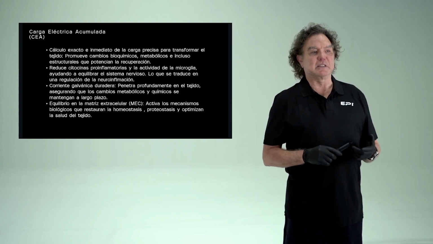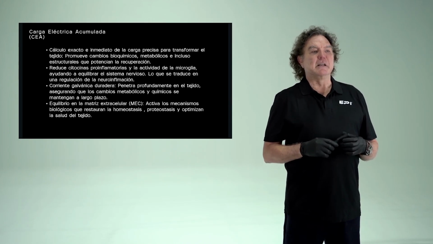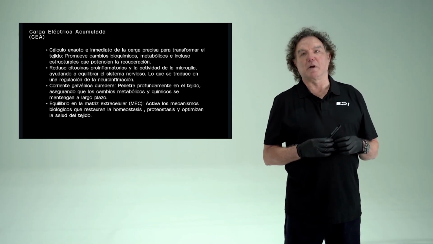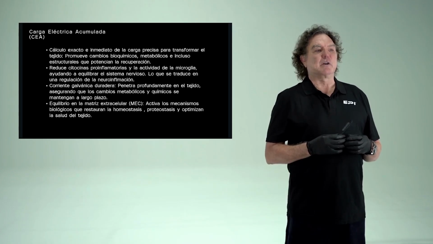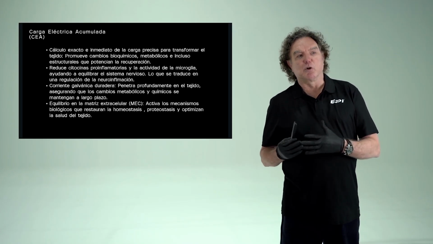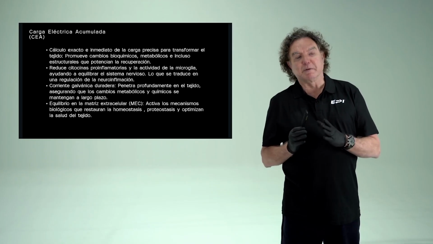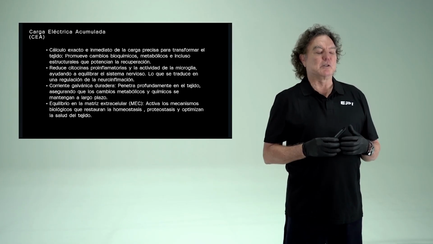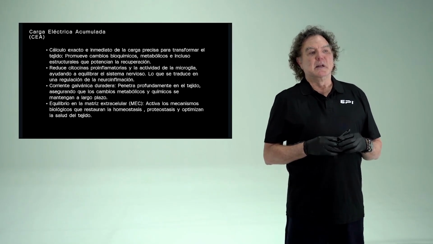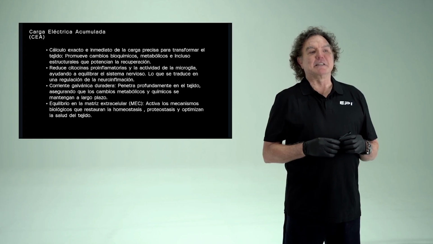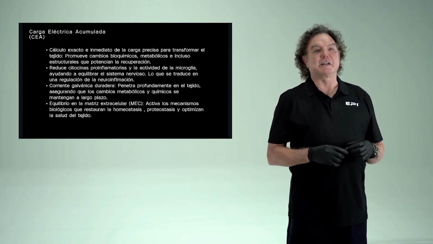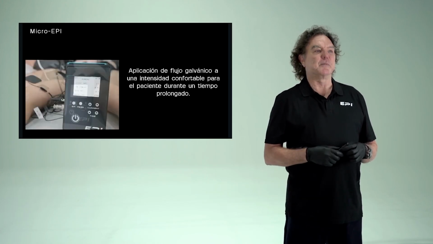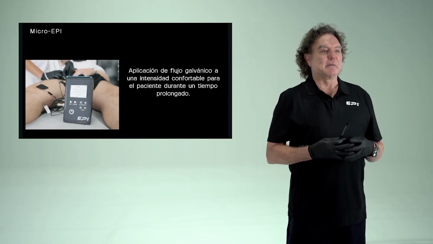We are going to reduce pro-inflammatory proteins, cytokines, and microglial activity, helping to balance the nervous system, which results in the regulation of neuroinflammation. The galvanic current that is prolonged and above all specific to the amount of energy we have used penetrates deeply into that tissue, ensuring those metabolic and chemical changes. And we are also going to achieve a balance in the extracellular matrix. We are going to activate the biological mechanisms that restore that homeostasis, that proteostasis, and we are going to optimize tissue health.